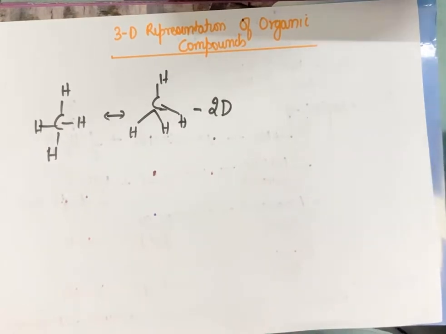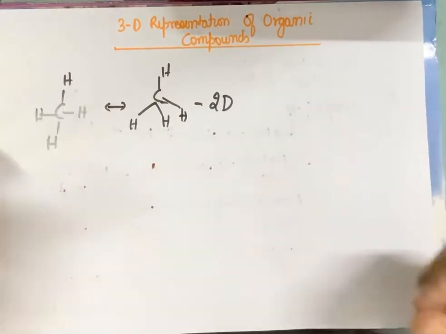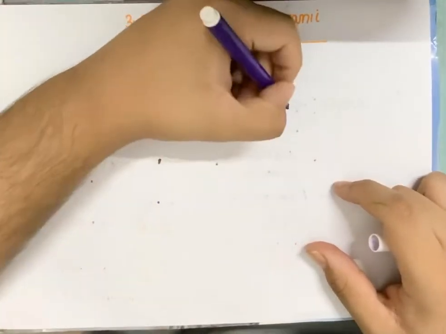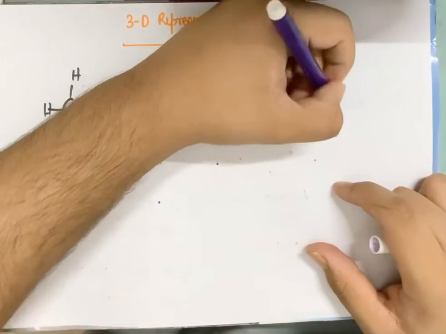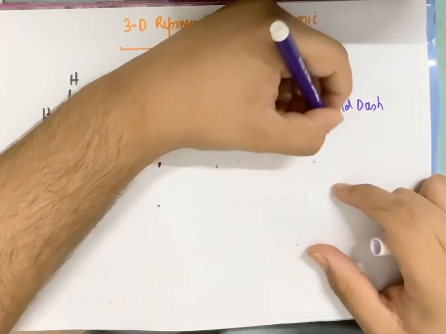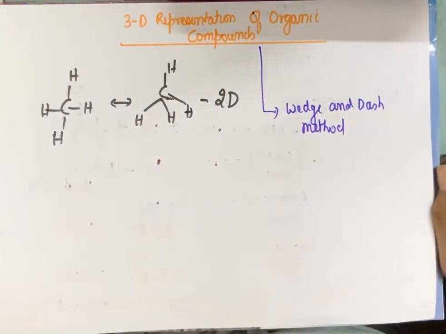a two-dimensional structure. But actually, if I want to represent the organic compounds in a three-dimensional way, the actual way in which they exist, we use something which is called the wedge and dash method for it. So this method is called the wedge and dash method for the representation of organic compounds in a three-dimensional way.